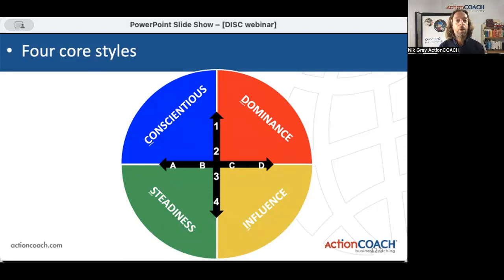So we're all a blend of these. We'll be a blend of, say, dominance and influence, or conscientious and steadiness. Nobody's solely one, but you'll hear me mention high D or high dominance, or high I, high influence, because that just gives you the extreme in that example, okay?